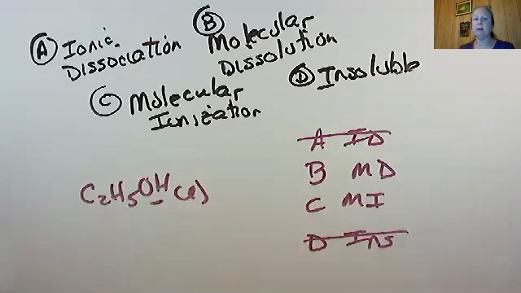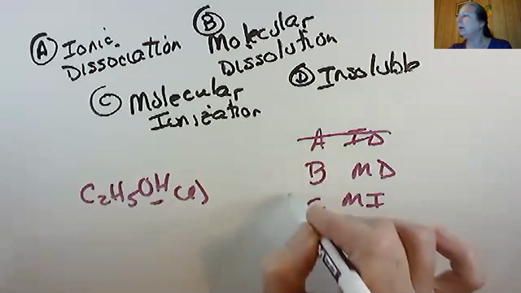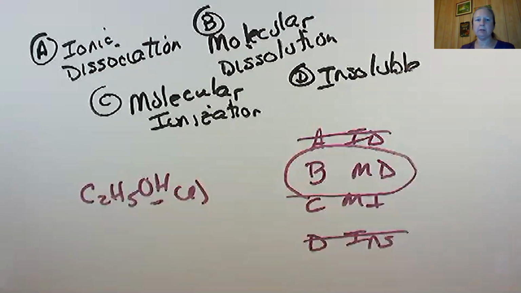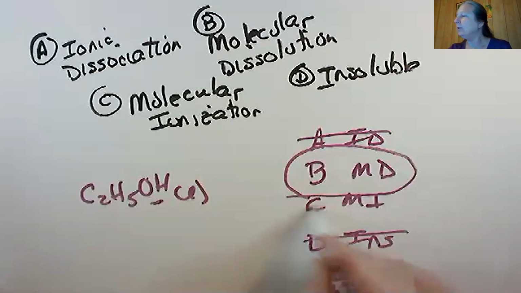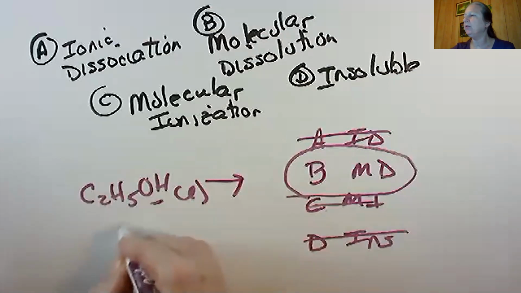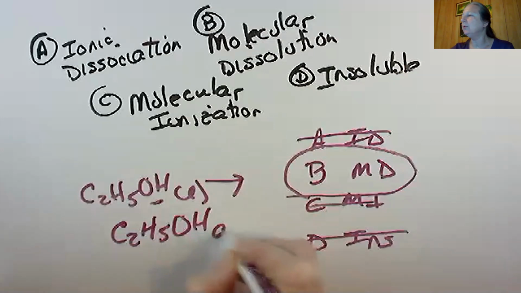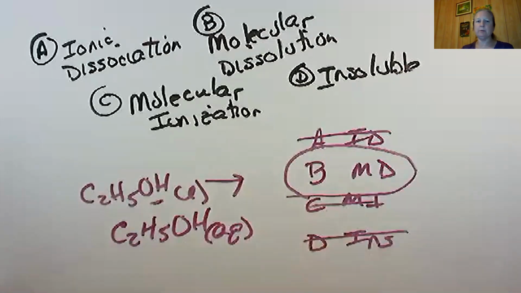OH means alcohol, and the name is ethanol. And when you see that OH on the end, that's alcohol. So it's going to dissolve in water. It is not going to make ions. When it dissolves, it's going to be single ethanol molecules surrounded by water molecules. And that's it. That's all you write. So that's molecular dissolution. So those are the reactions.